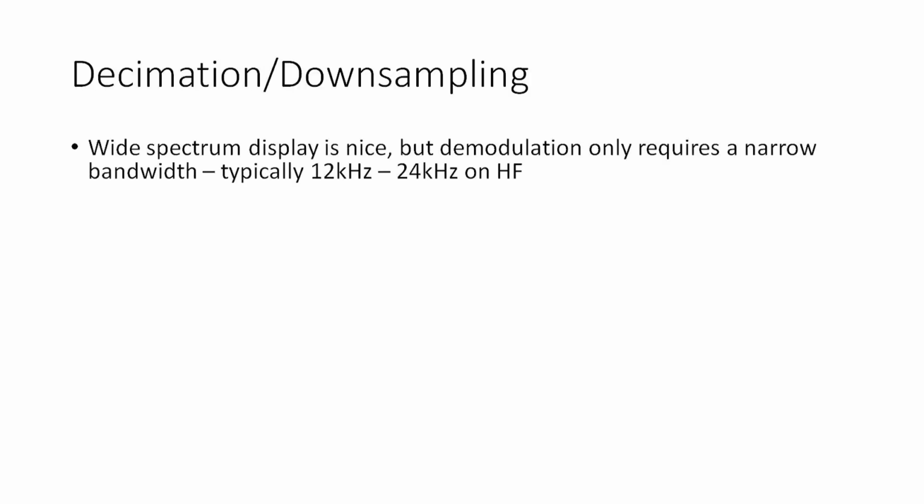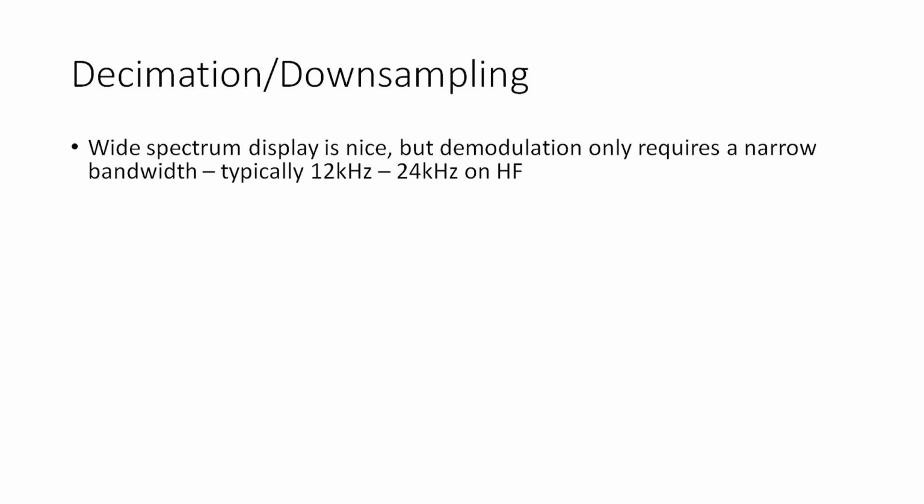So now let's move on to decimation. Decimation is really the wrong term because decimation is actually reducing by 10 times, and normally we're not reducing by 10 times, so downsampling is really the right term for it. But the two get used interchangeably.